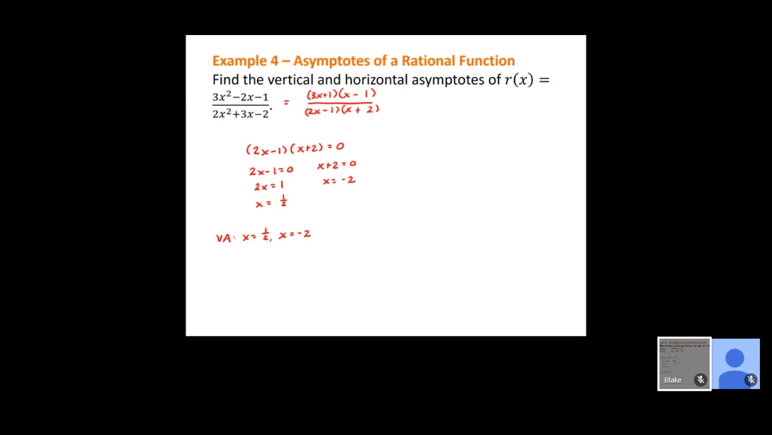Now, in terms of horizontal asymptotes this time, first thing we have to look at are the exponents in the numerator and denominator. Now, notice this time we have a degree of 2 in the numerator, we have a degree of 2 in the denominator. We said if those exponents are equal to each other, then we're going to divide the leading coefficients. That means that my horizontal asymptote this time is going to be at y equals 3 over 2.